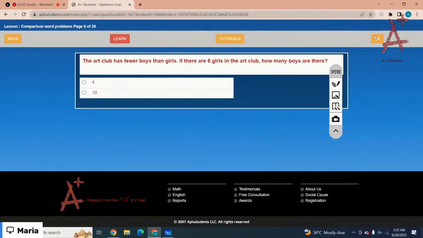Okay, so in the club, they have 6 girls and boys are fewer than girls. That means you have to select a number that is less than 6. So which is the correct option? The correct option is 4.